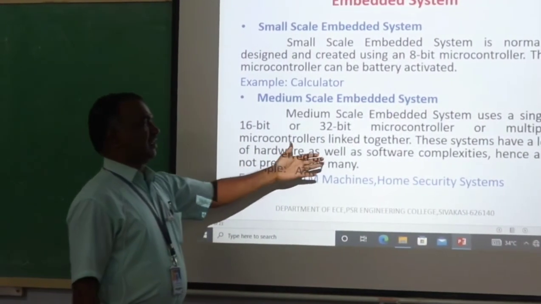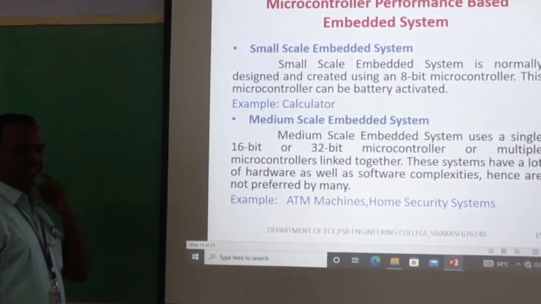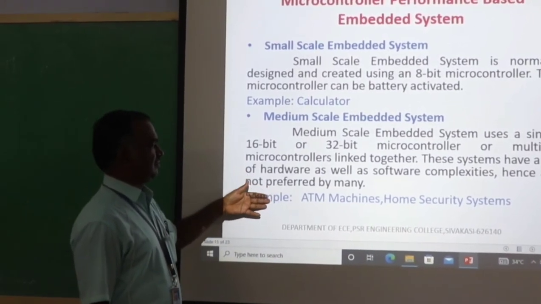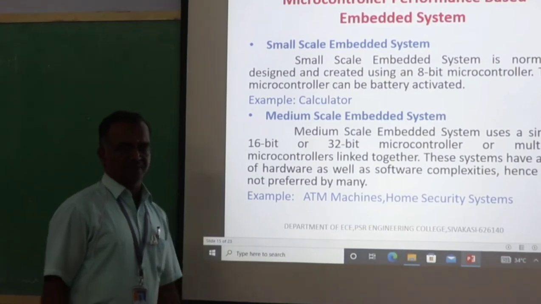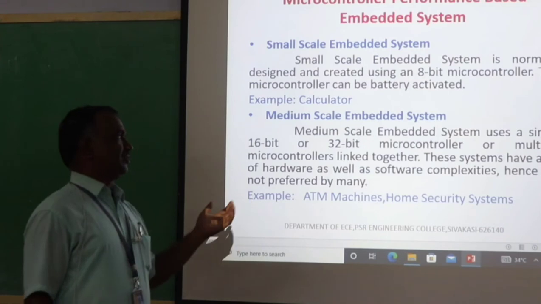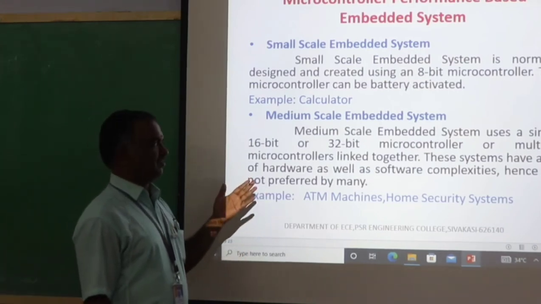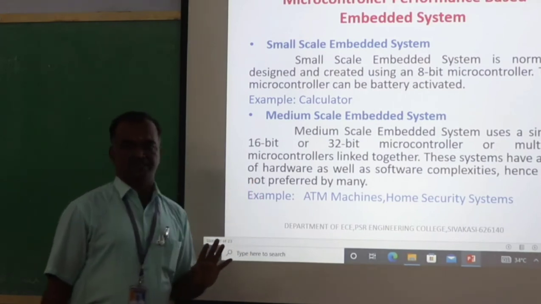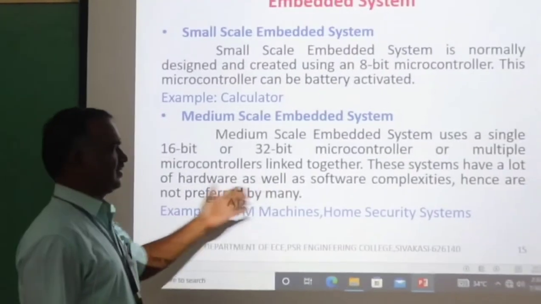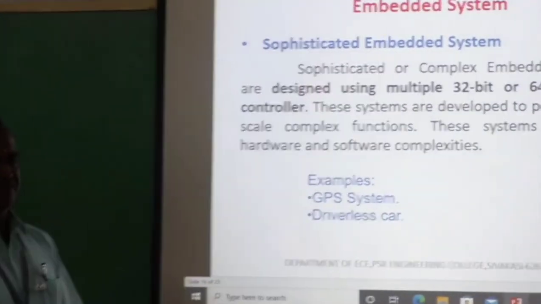It may have a lot of hardware as well as software complexities, so these are not preferred by many companies. The best examples for medium scale embedded systems are ATM machines and home security systems. Here you can use a 16-bit or 32-bit microcontroller, and it may have more than one microcontroller. It may contain some hardware as well as software complexities. The next one, the last one, is the sophisticated embedded system.